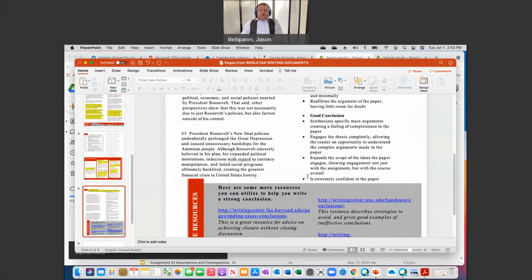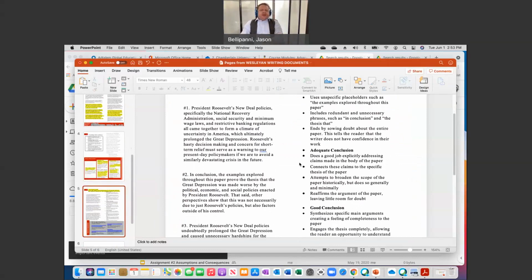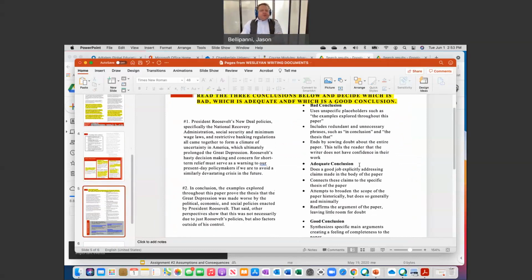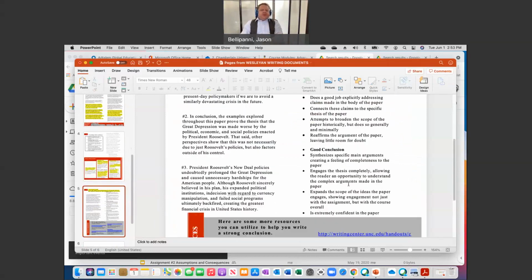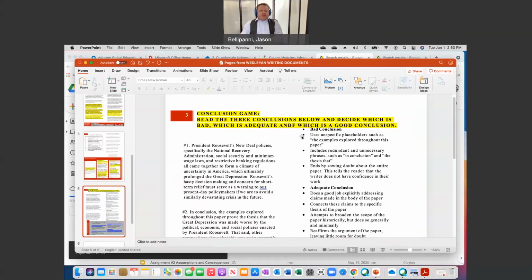Well, and this one I'll put, so what we have here is sort of like 3 examples of conclusions, and then characteristics of a bad conclusion, of an adequate conclusion, and of a good conclusion. I'll call this the conclusion game. I will post this in module 5 also if you want to take a look at it. So all you're doing is reading through these 3 different conclusions, and you're trying to decide which one's the bad one, which one's adequate, and which one's actually good.